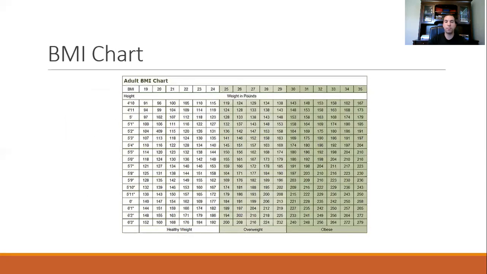Here's a standard BMI chart. You can just pick your height, then go over and find your weight, and that puts you in one of the categories, with the score up top. Down below it says healthy weight, overweight, or obese category, so you can find that if you're not familiar with the BMI chart and how it works.